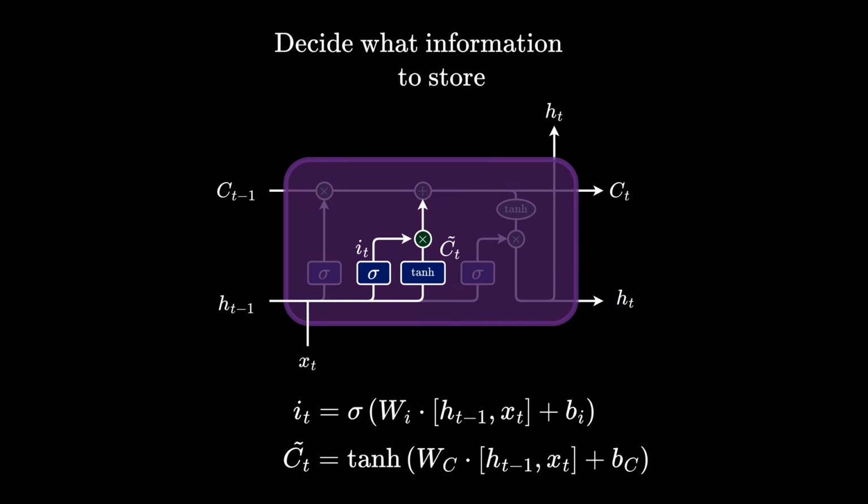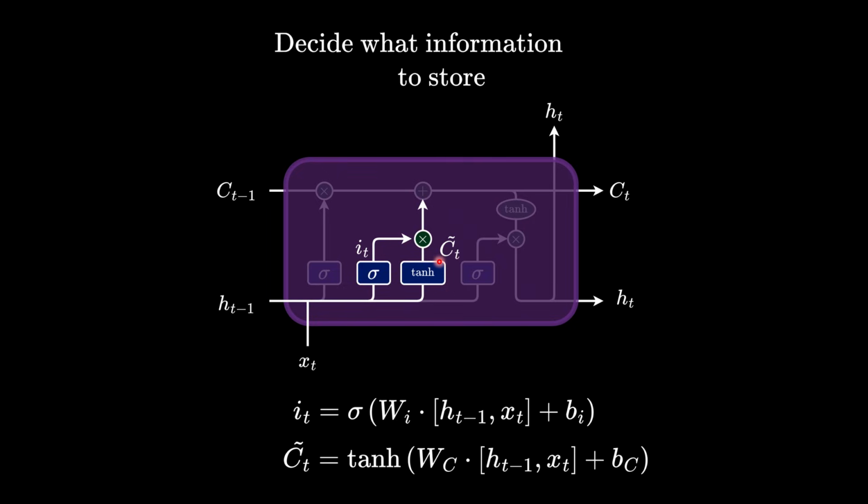And next, now that we have decided what to remove, we need to decide what new information we should store. Again, we take the current input xt and the previous hidden state ht minus 1, and from these we create candidate values. To create candidate values, we use a tanh activation. Why tanh? Because tanh outputs values between -1 and +1. So it allows both positive and negative information. These candidate values represent new potential memory.